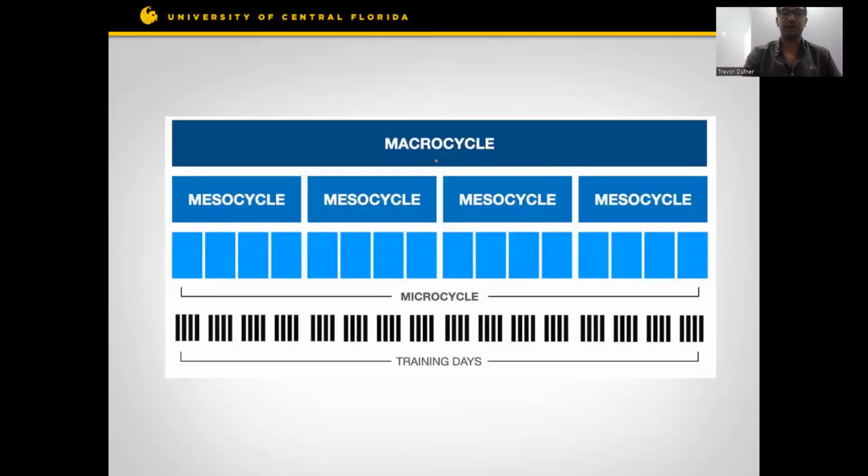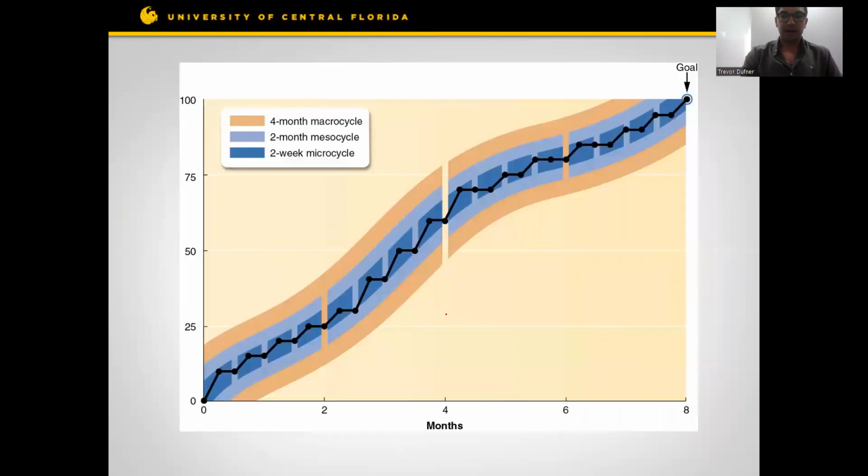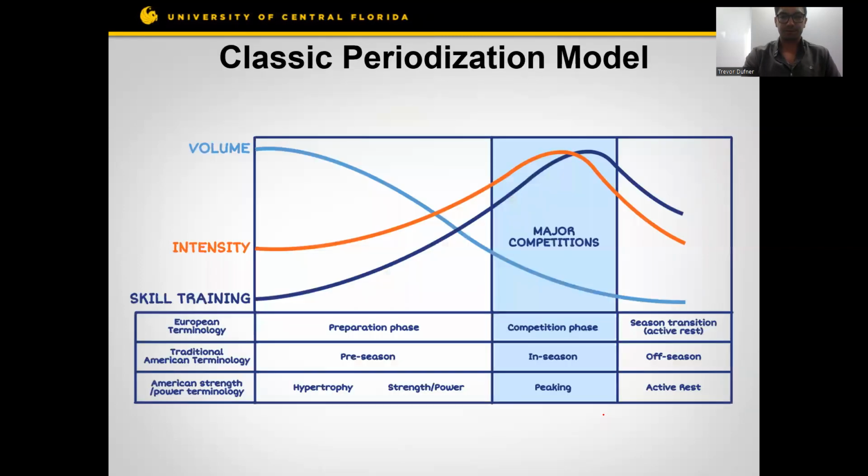This is just further broken down so you can visualize macrocycle, mesocycle, microcycle, and then your individual training days. We see our macrocycles in this dark tan, the mesocycles in the light blue, and then our microcycles. And you see this variation. We've seen this before, the step-by-step manner, the little increase, decrease, where you slowly get to your goal.